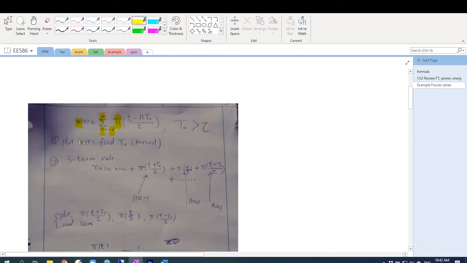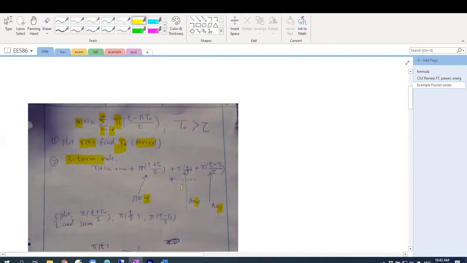The first step, we want to plot x(t) to find T0, to find the period, in other words. And how do we find out? Because this is written in a compact form of summation, we want to expand it. It is not possible to expand infinite terms, so we look at 3 terms, typical 3 terms. So I call it the 3-term rule. So now I expand this summation, writing out n equals minus 1, n equals 0, and n equals 1.